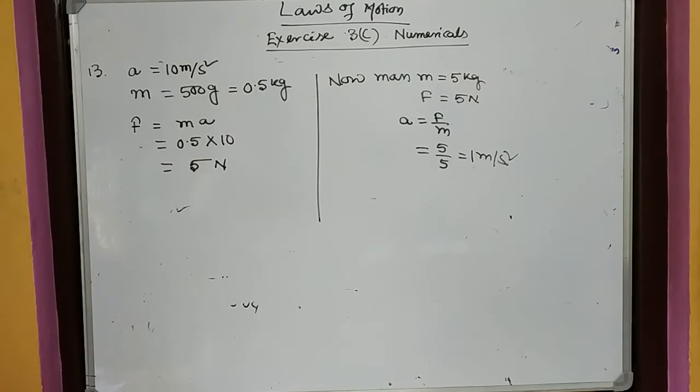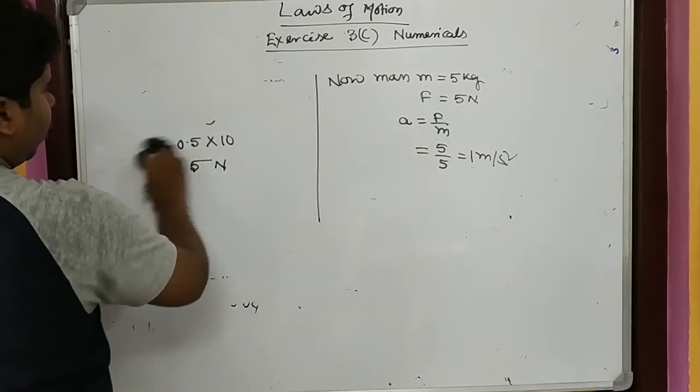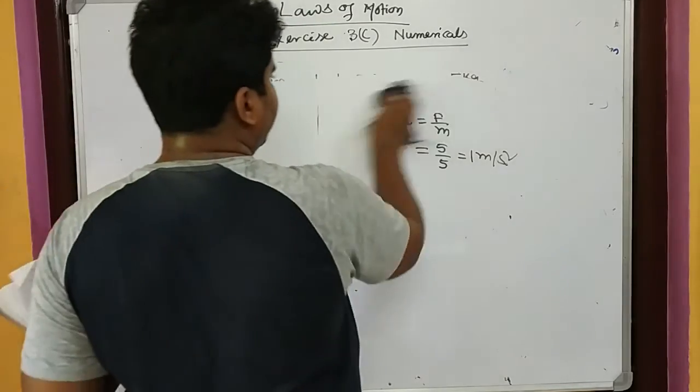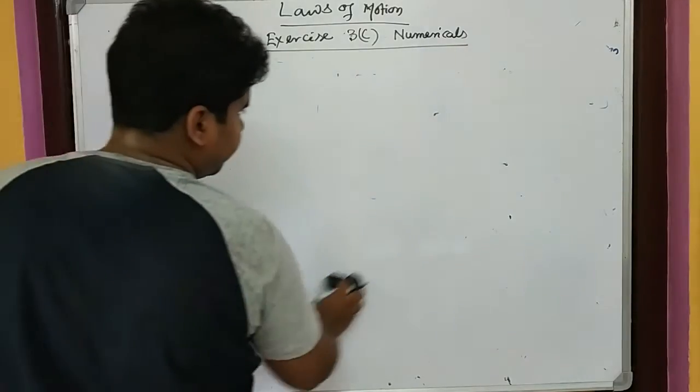Now we'll go for the last numerical, and then it will be over. Last numerical we will do. If it is done, then it will be over.